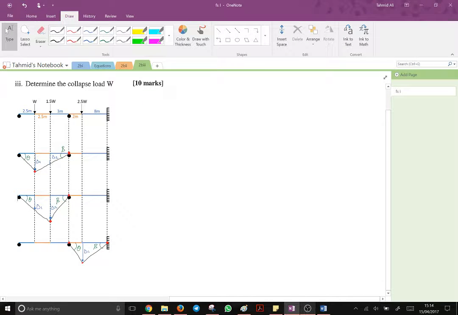So now we're on the final part of the question, part I, where we're asked to work out the collapse load W. Now, first of all, we're going to simply annotate the previous collapse load. So let's just call this A1, some A2, because it's acting on the same beam, and we denote this as just B. So let's consider A1 first.